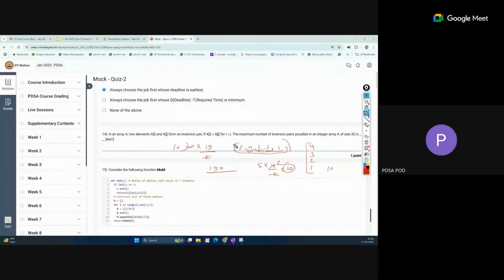Another type of question may also ask that a sequence is given and you have to identify how many inversions are there. This is the simple inversion pair definition. But sometimes in previous years' questions, a different definition is given for inversion, like AI is greater than 2 into AJ. In that case you have to check that condition also to find the inversion pairs. So this is the 14th.